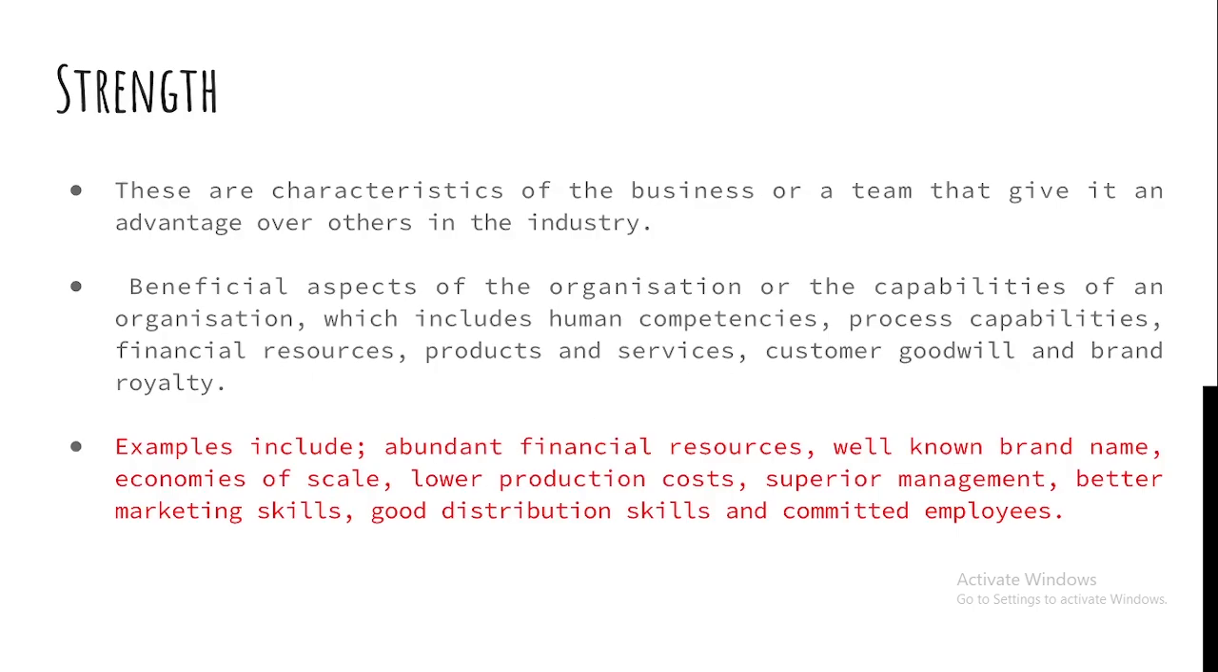So we're going to look briefly at each section in the SWOT analysis, what exactly is meant when analyzing the strengths. Strengths are characteristics of a business or a team that give it a competitive advantage over others in the industry. This can be aspects of an organization in terms of human competences, process capabilities, financial resources, products and services, customer goodwill, and brand loyalty.